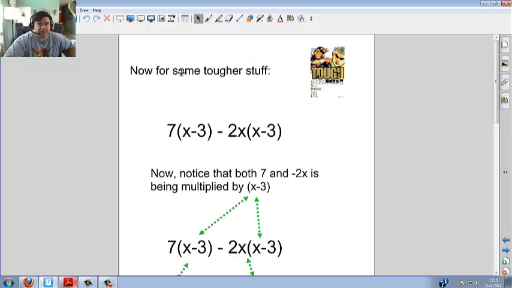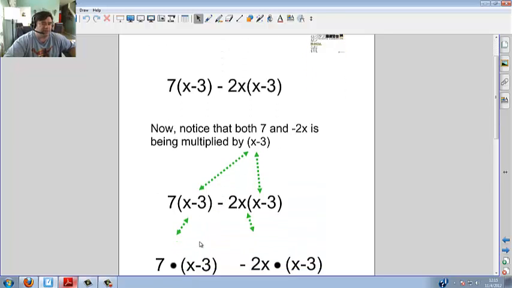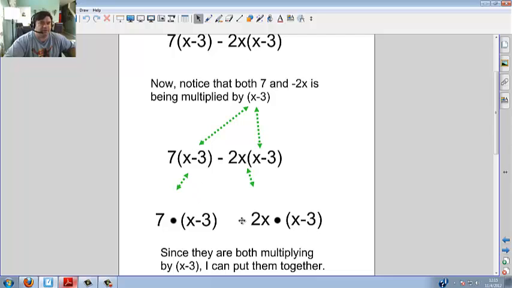Now for some tougher stuff. Take 7 times x minus 3 minus 2x times x minus 3. Notice how they're both being multiplied by x minus 3. Since they're both being multiplied by x minus 3, 7 and the negative 2x are both being times by x minus 3, I'm simply going to move them together.